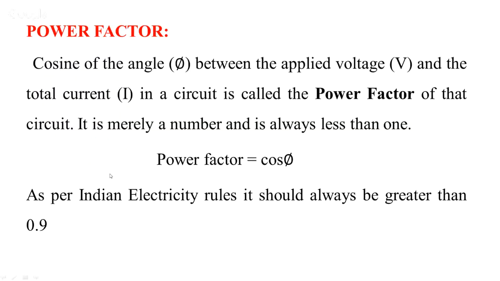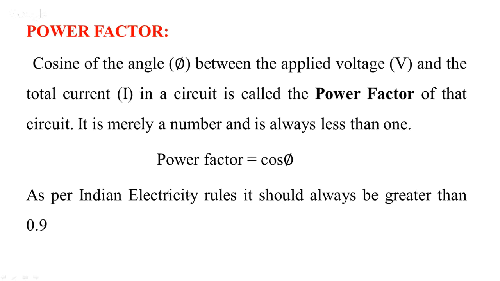So next we have to understand power factor. What is leading power factor, lagging power factor, unity power factor, zero power factor, and power. A power factor is defined as the cosine of the angle between the applied voltage V and the total current I in the circuit. It is just a number and is always less than 1. So it is written as cos phi.